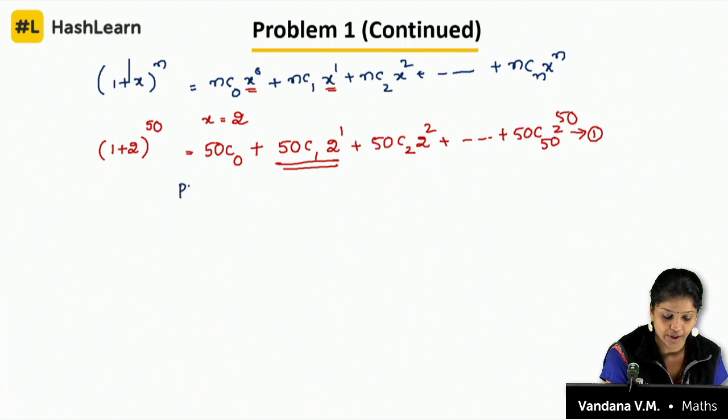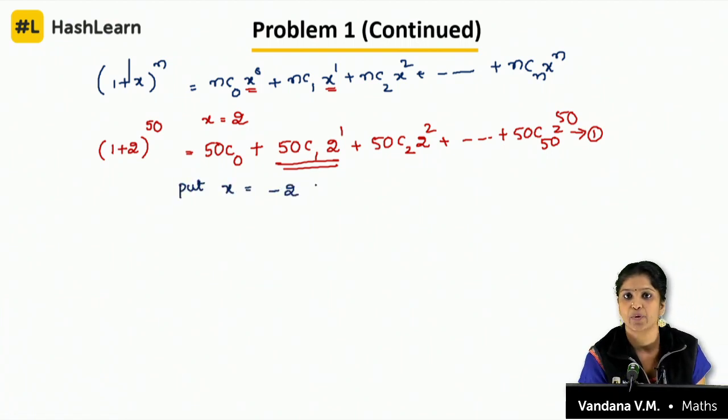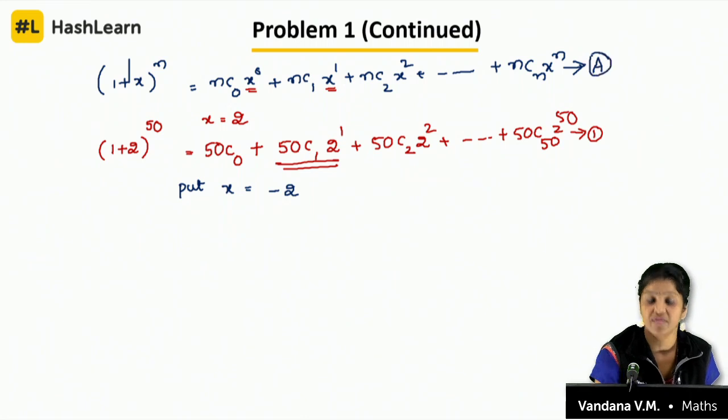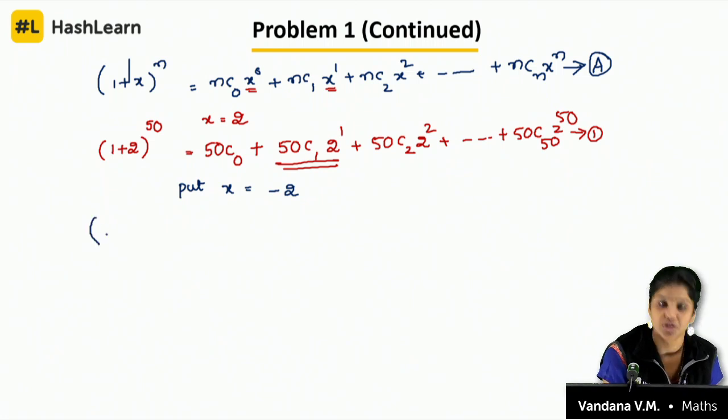Now we put x is equal to minus 2, because why am I doing this? To cancel this 50C1, the odd terms. I would like to cancel those terms. I don't want those kinds of terms. So in the given equation itself, I am going to substitute x is equal to minus 2. If I put x is equal to minus 2, what will happen?